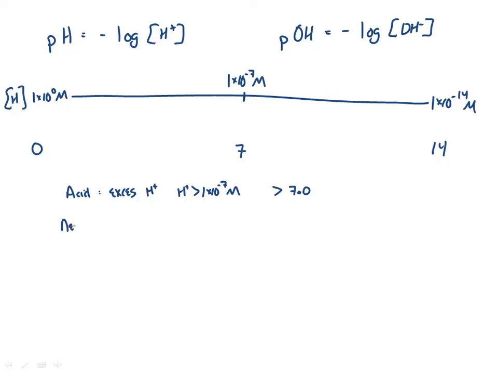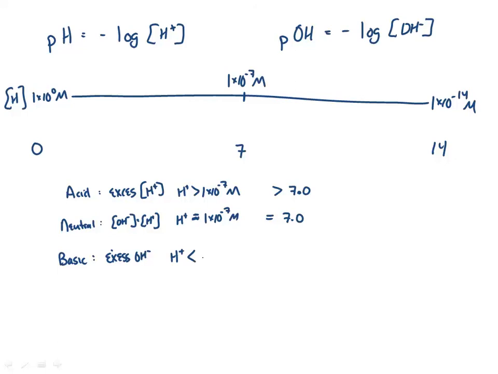And then neutral is when the concentration of OH minus and the concentration of H plus were the same. And that means that my H plus is about 1 times 10 to the minus 7 molar, or that means that it's equal to exactly a pH of 7. And anything that's basic means that I had excess OH minus, or what it really means is that the H plus concentration is less than that 1 times 10 to the minus 7 molar, or that it's less than a pH. Oh wait, I got these backwards, sorry.